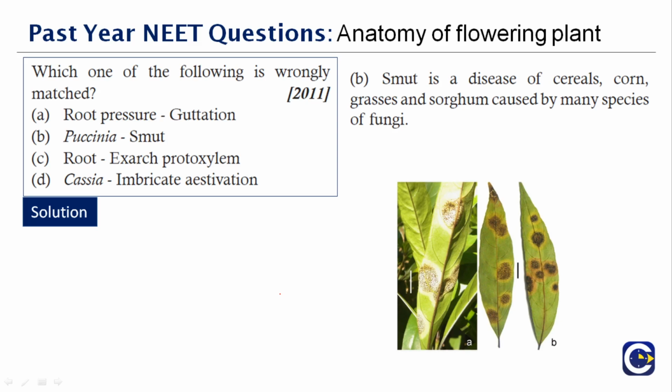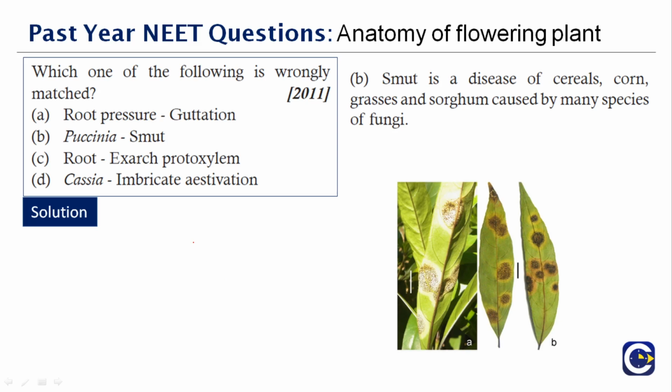Okay, so when we talk about Puccinia, it's a fungus. It's a genus of fungi. All species in the genus are obligate plant pathogens and are known to cause rust. So here they have mentioned Puccinia causes smut. It doesn't cause smut, it causes rust.